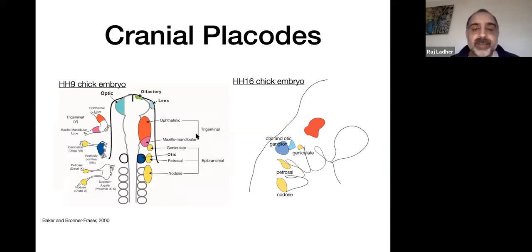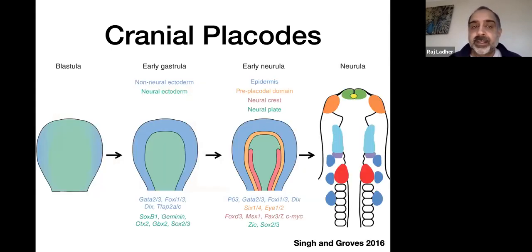It'll give rise to the trigeminal nerve as well, so both ophthalmic and maxomandibular branches of the trigeminal. It'll give rise to the inner ear, the otic placode, and it'll give rise to these 3 nerves here, the geniculate, petrosal, and nodose as well. These olfactory, trigeminal, epibranchial, and otic placodes all form major cranial nerves, and we'll talk a little bit about how they form now.